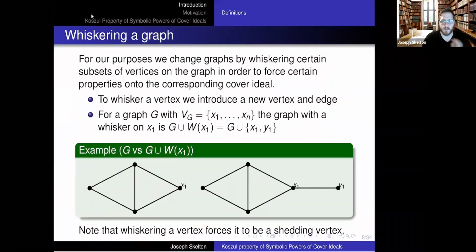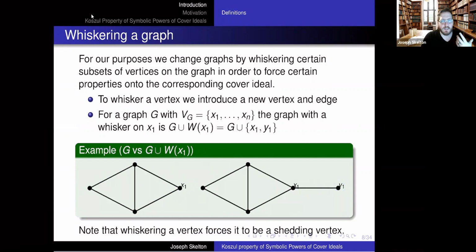We will also be doing a lot of whiskering graphs. The process of whiskering a graph is to introduce a new vertex and then connect it to a vertex in your graph, and you say that that vertex has been whiskered. As an example, just take a graph. If I want to whisker x1, I introduce y1 and connect it. So that graph is now whiskered.